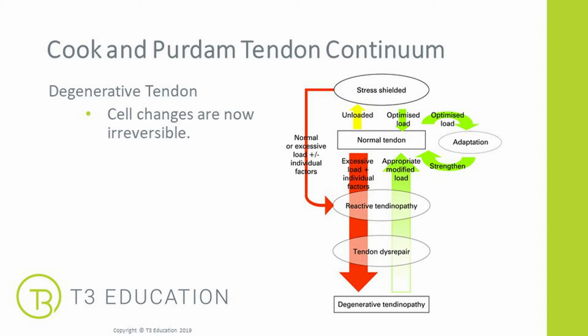And there has been some research to suggest that if the tendon is continually loaded when it is a degenerative tendinopathy, then there is a high risk that the tendon can rupture and tear.